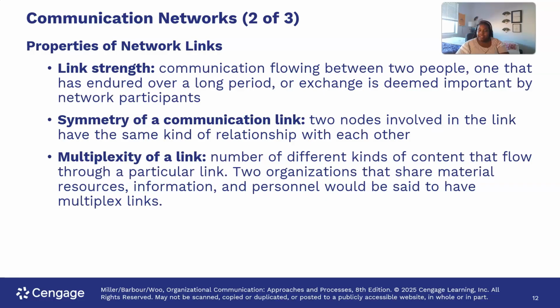Symmetry of communication links. So two nodes involved in the link have the same type of relationship with each other. So think of maybe same type of power, horizontal communication, not necessarily top down or down up, as we've been talking about before. And multiplexity of the link. So it's a number of different kinds of content that flow through a particular kind of link. Two organizations that share material, resources, information, personnel are said to have multiplex links.